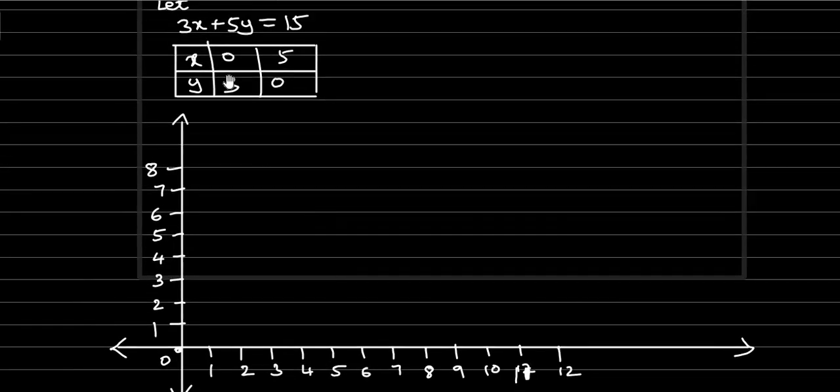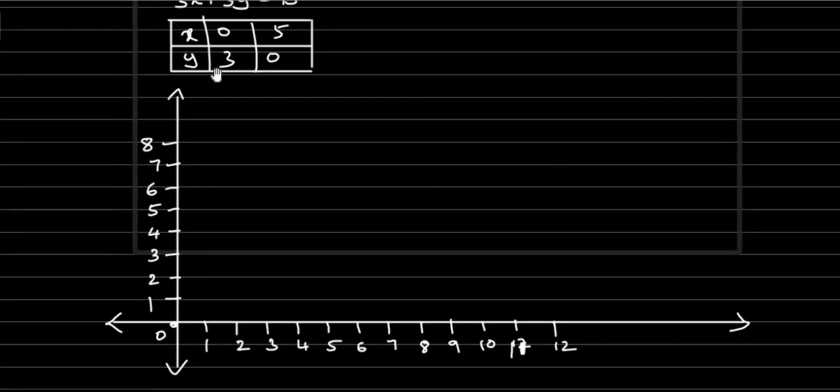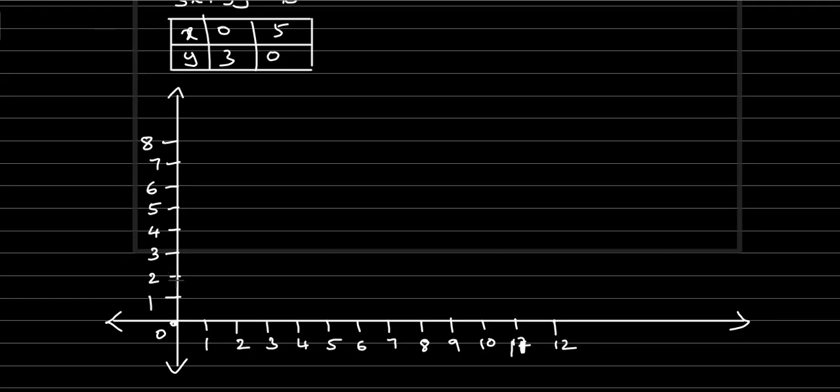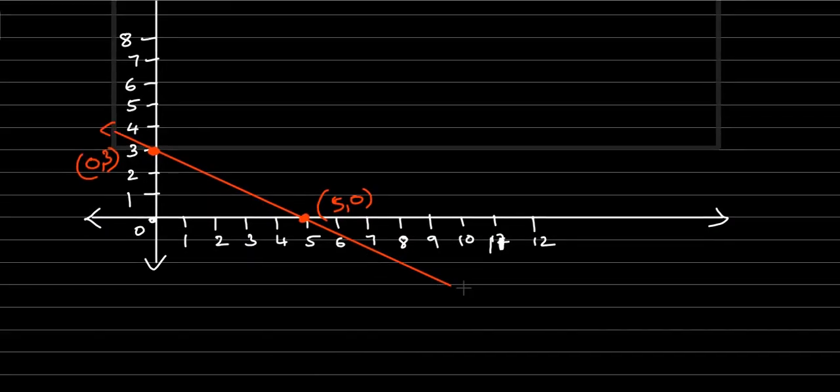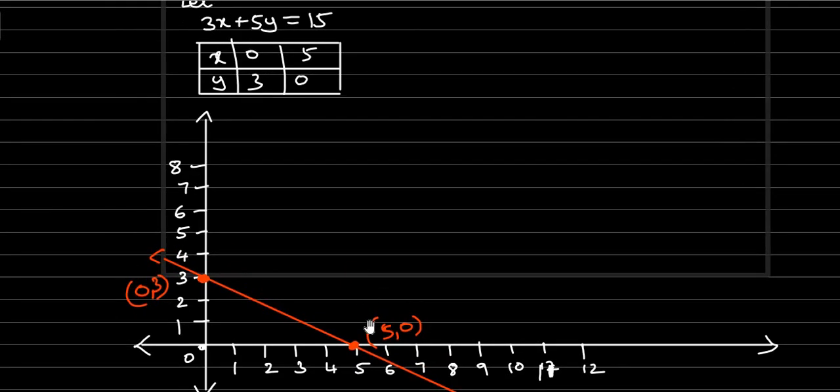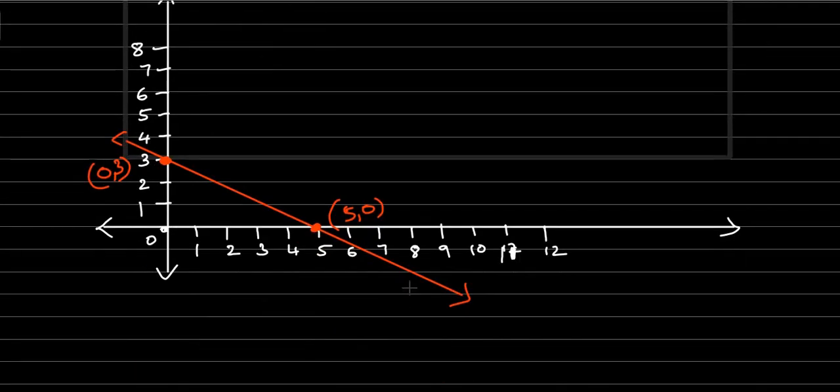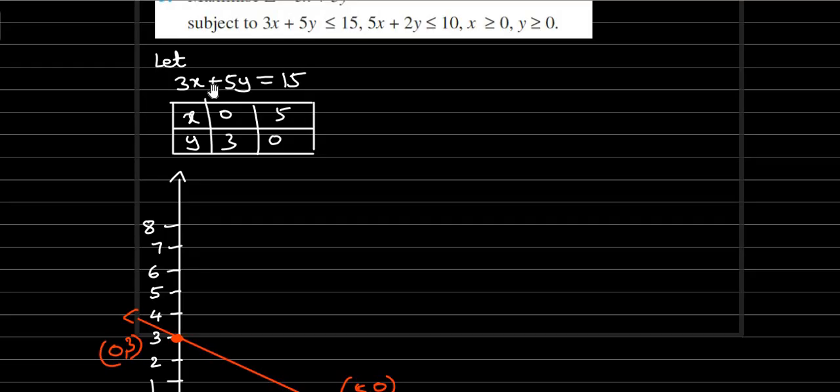Now these coordinate points, let's substitute here 0 comma 3. So this point is 0 comma 3, and 5 comma 0, this point is 5 comma 0. Now on joining these two points, we will get the line of that equation, that is 3x plus 5y equal to 15. So this is the line of this particular equation.